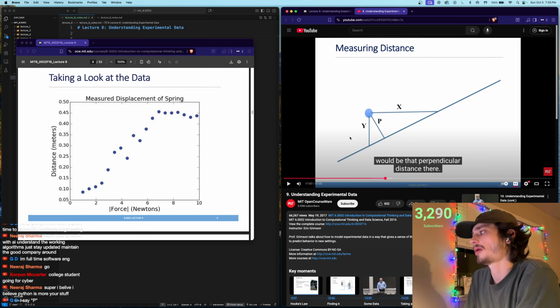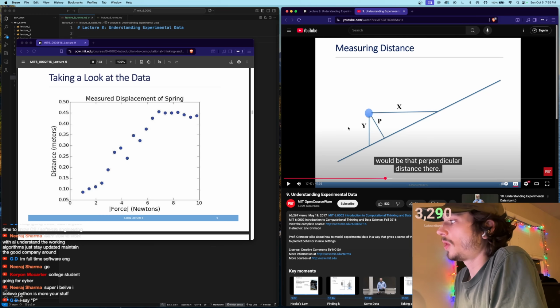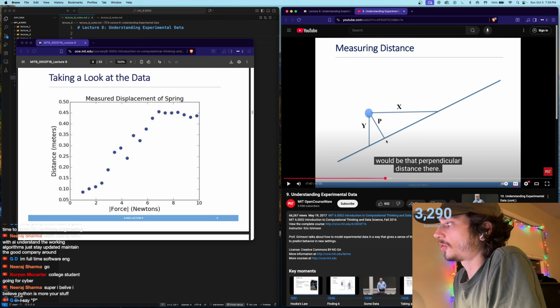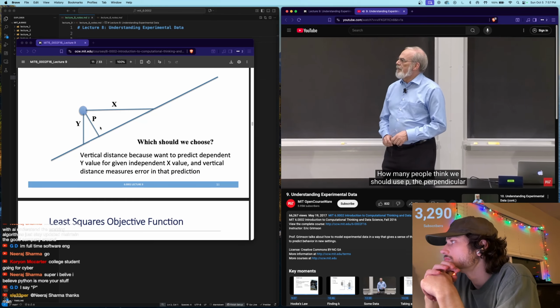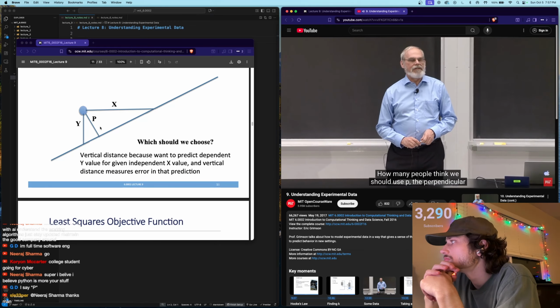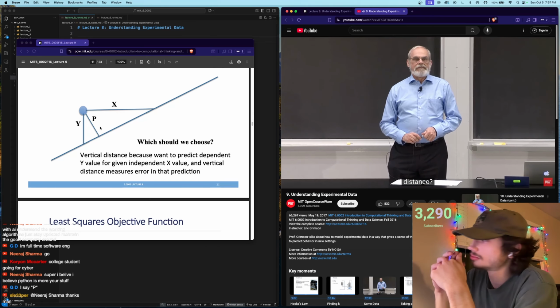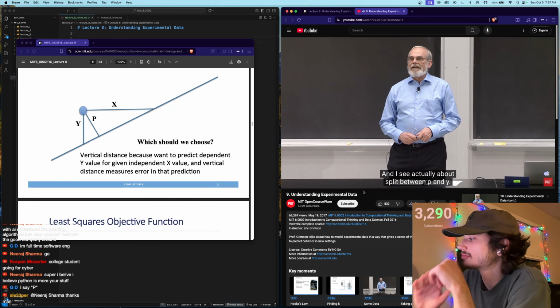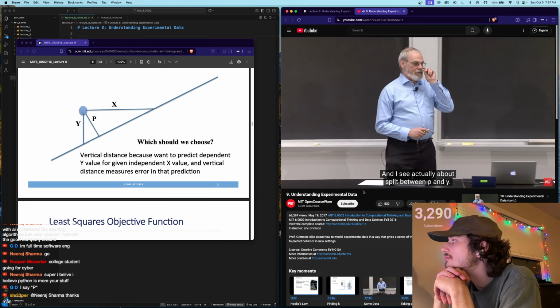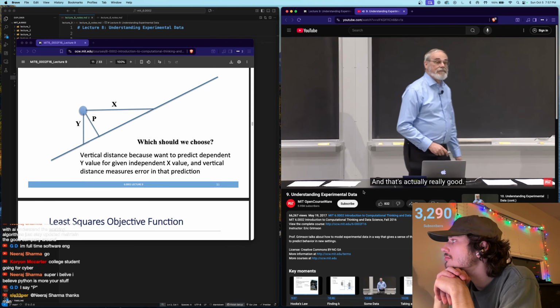So my gut feeling says the y distance is the one we want, but I could also see why you would want the p for shortest distance to the curve itself. So I'm a little bit torn. All right, good. How many people think we should use p, the perpendicular distance? Reasonable number of hands. And how about y? I see about a split between p and y, and that's actually really good.